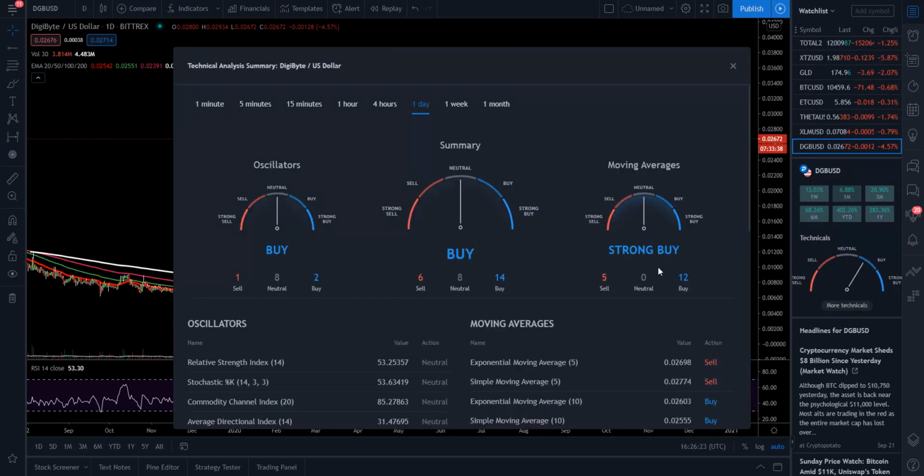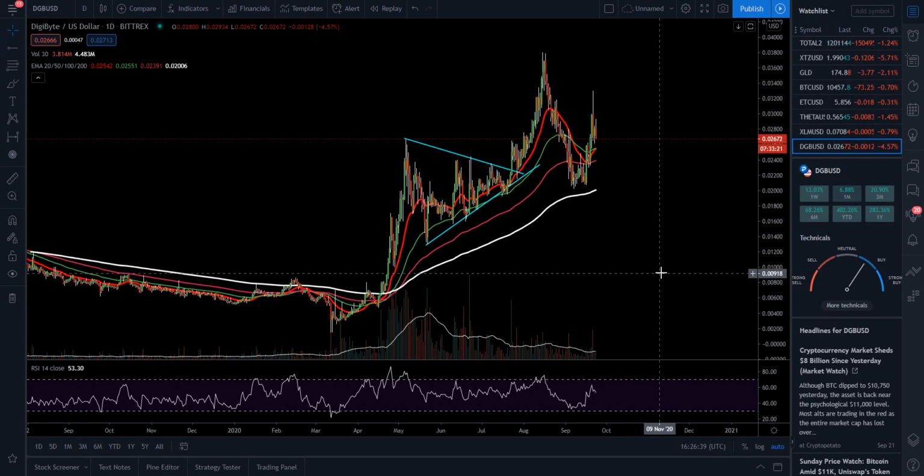If we take a look at technicals, you can see Digibyte's been a little bit stronger now because it's been getting that bounce. 6 sell, 8 neutral, 14 buy. Oscillators, 1 sell, 8 neutral, 2 buy. If we take a look at the 1 week, 2 sell, 10 neutral, 12 buy. Oscillators, 1 sell, 9 neutral, and 1 buy is what we're looking at for Digibyte there.